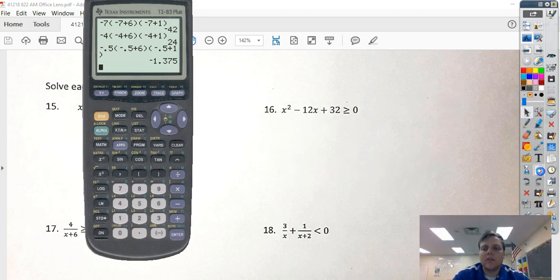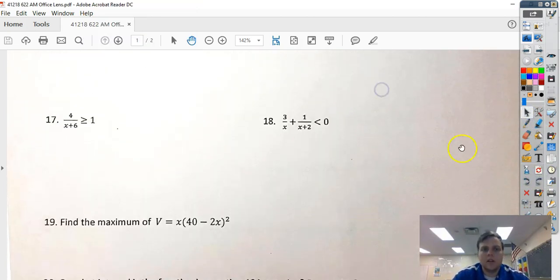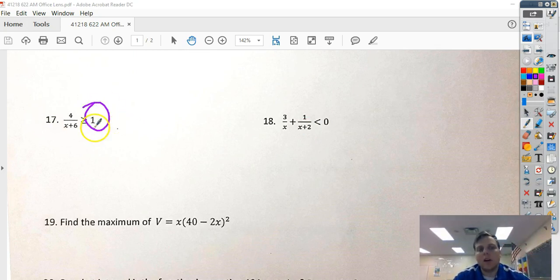Let's go on to problem 17. Problem 17 is a little bit of a jerk of a problem. Let's be clear, this problem is just being a jerk to be a jerk. It's not hard to solve. You want this to be 0. We don't want to have to try to think about what numbers make it greater than 1. You don't want to do that.